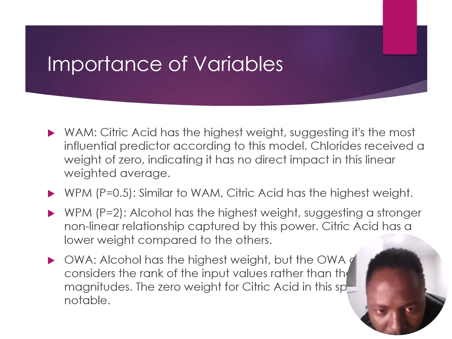So on this occasion, the WAM, the citric acid has the highest weight, suggesting it's an important influential predictor. According to this model, chlorides received a weight of 0, indicating it has no direct impact in this linear weighted average. The WPM with power equal to 0.5, similar to WAM, citric acid has the highest weight. The WPM, which is 2, alcohol has the highest weight, suggesting a stronger nonlinear relationship captured by this power. Citric acid has a lower weight compared to the others. Alcohol has the highest weight, but the OWA considers the rank of the input variables rather than the magnitude. The 0 weight for the citric acid in this specific case is notable.